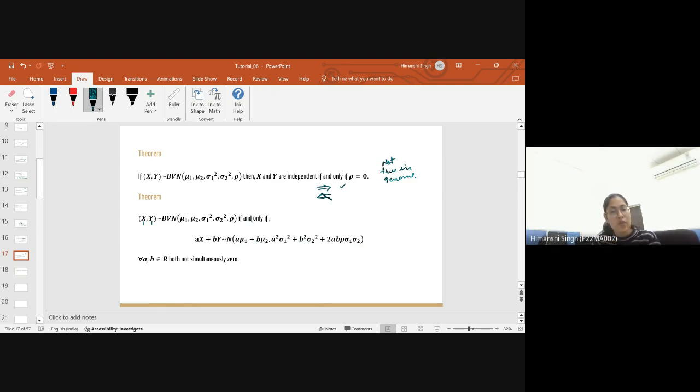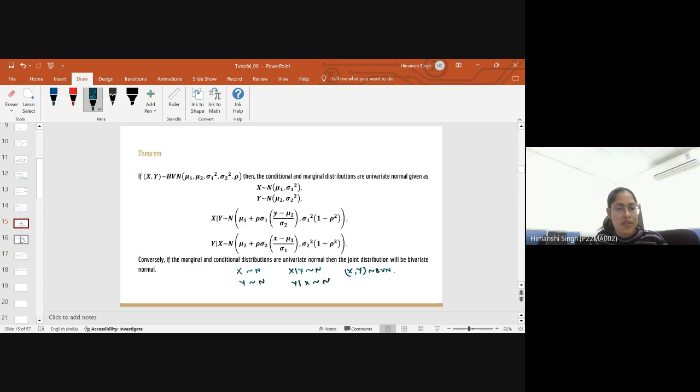Here it is an if and only if condition. So if I have this to be a normal distribution, then the joint distribution of x and y will be a bivariate normal distribution. And here we are considering that a and b cannot be both zero simultaneously, because if both were zero, then this variance will be zero, which will not give a good interpretation of a random variable.